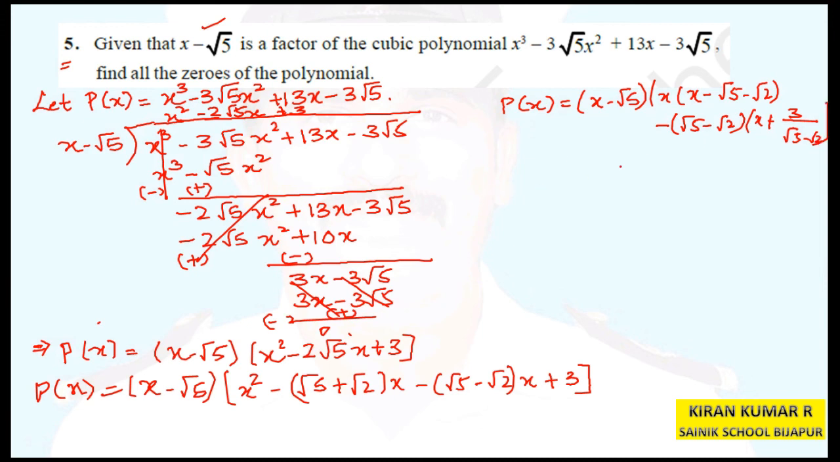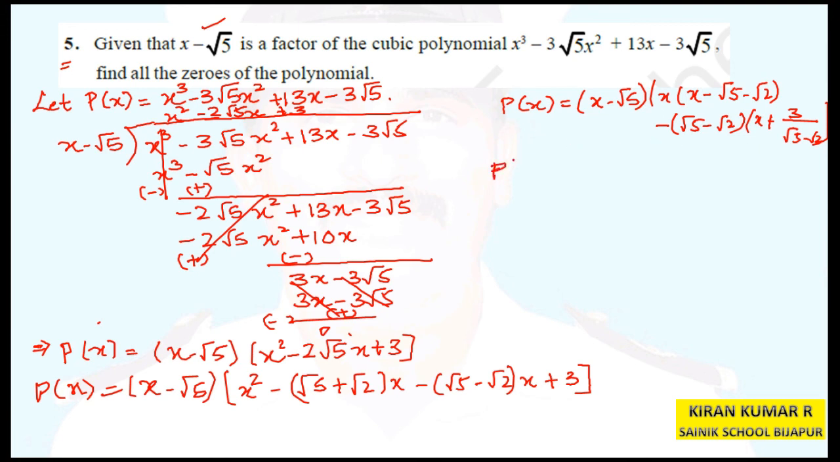You have learned in your previous class, in class 9, how to rationalize the denominator. To rationalize this denominator, root 5 minus root 2, we will be multiplying its conjugate, root 5 plus root 2. To do that, the denominator becomes 5 minus 2. This 3 and 5 minus 2 will get cancelled.